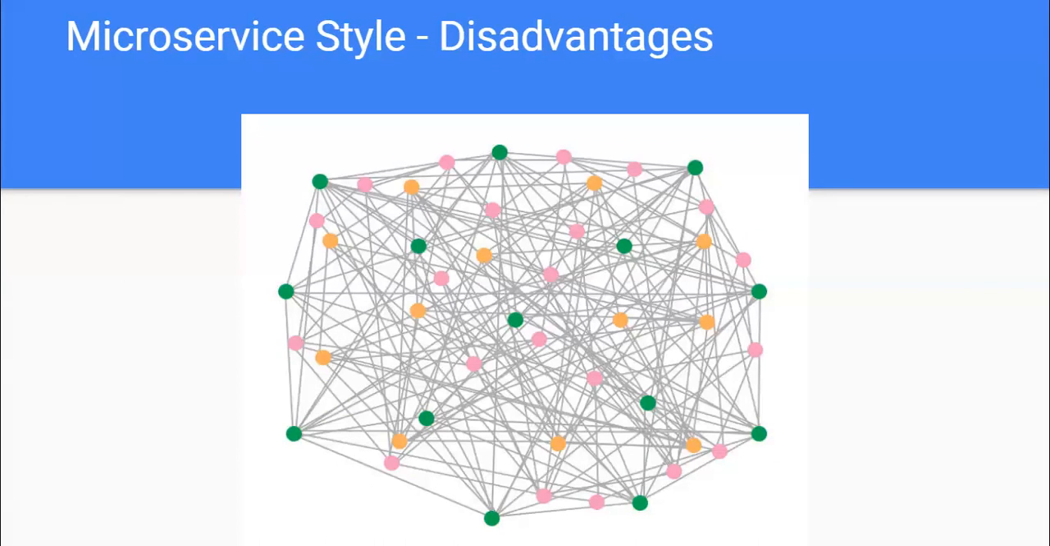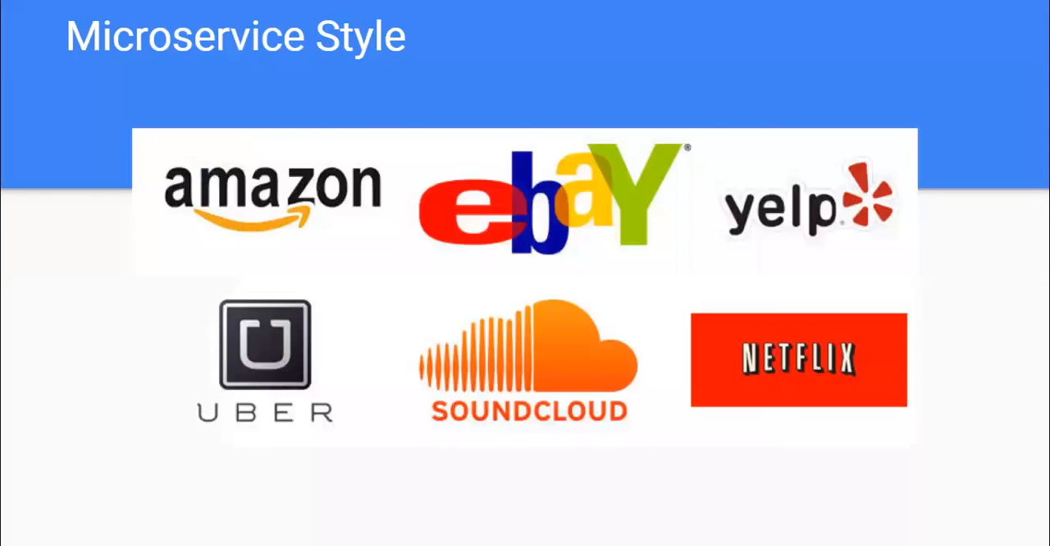Then we have testing, which is very cumbersome because each dependent service needs to be confirmed before one can start testing. If they are not running properly, and because all the applications are interdependent on each other, before starting the testing you have to make sure that all applications are up and running. So these are some of the disadvantages that the microservice style has.